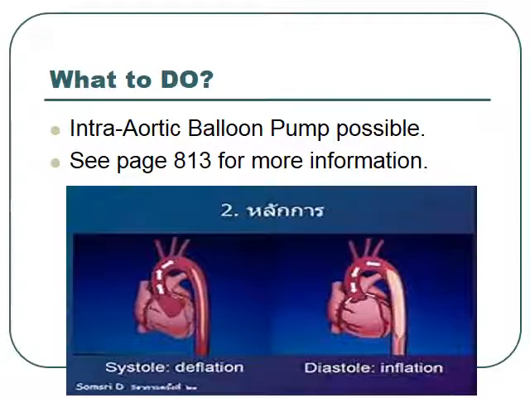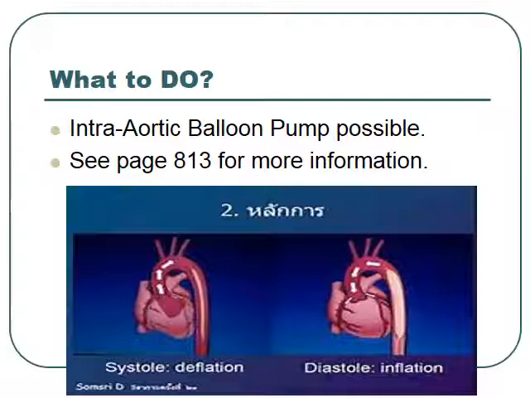I told you that we may want to put them on an intra-aortic balloon pump, and you will see that abbreviated as IABP. A lot of times that page number is 814, not 813. I think I hit the wrong number there. So you want to look at that and understand how an intra-aortic balloon pump works. And this picture down here kind of shows you that during systole it is deflated, and then during diastole the pump is inflated.